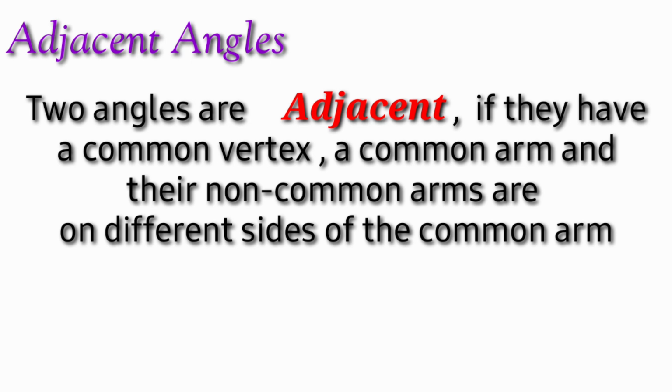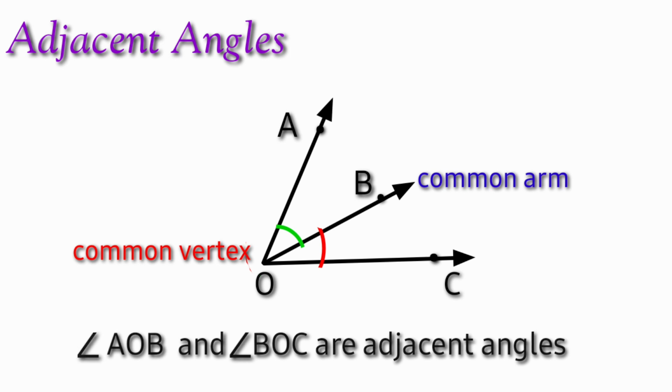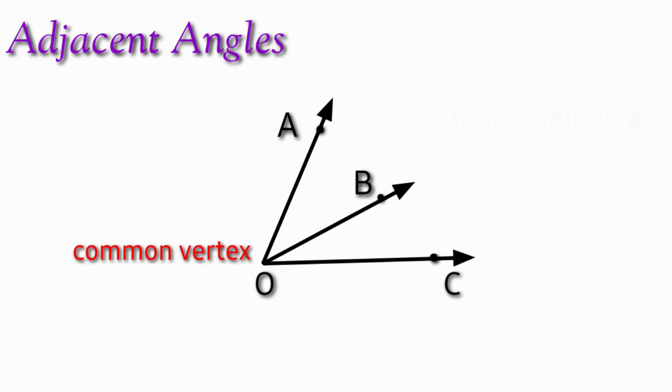Another important pair of angles, adjacent angles. If two angles have a common vertex, a common arm, and if their non-common arms are on different sides of the common arm, they are called adjacent angles. Here you can see angle AOB and angle BOC are adjacent. But angle AOC and angle BOC are not adjacent.